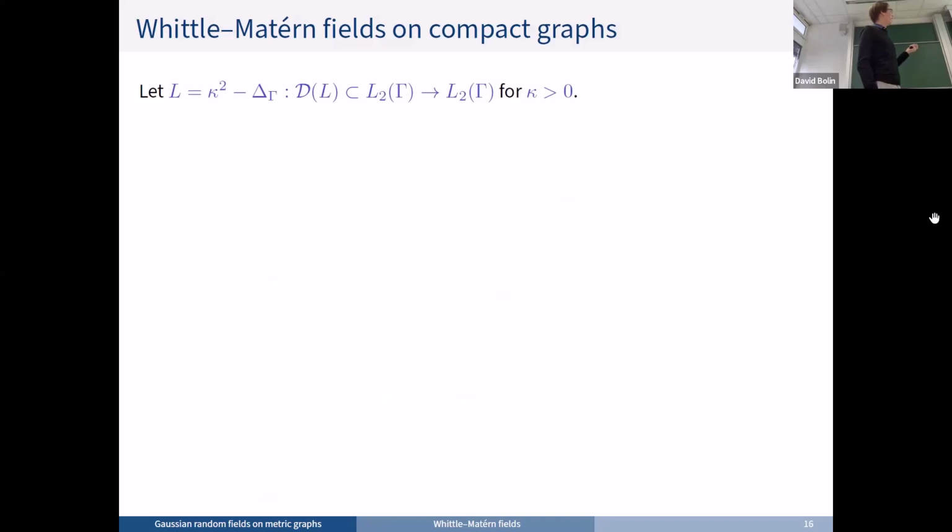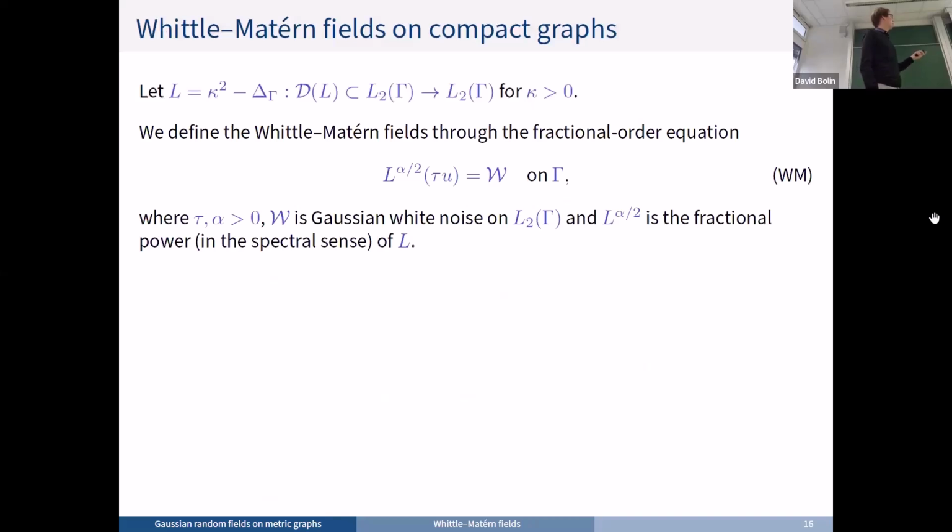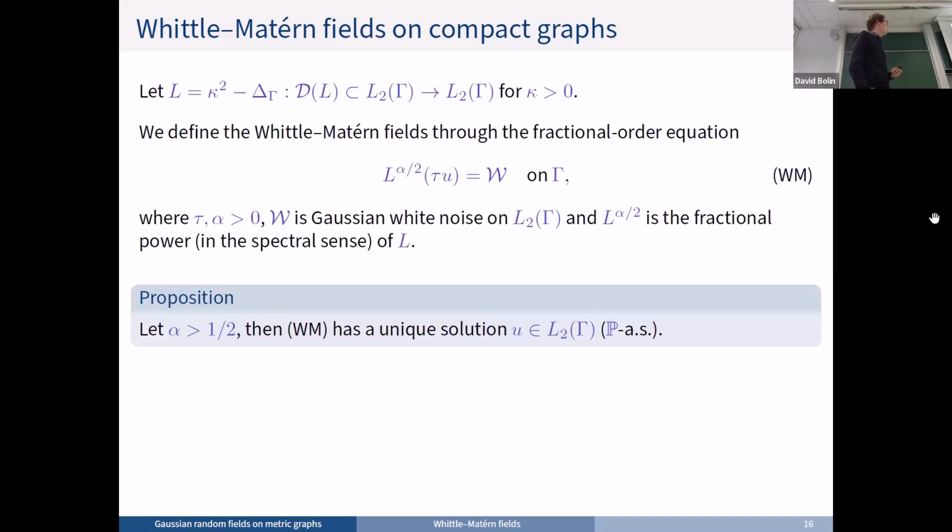Having defined this operator, we can now define the shifted Kirchhoff Laplacian, and then we define these Whittle-Matern fields, if they exist, as the solution to this fractional order equation. Now, it is not difficult to show that this has a unique solution because there's a lot known about this Kirchhoff Laplacian. We have control over the eigenfunctions and eigenvalues of this operator. So it's easy to show that as long as this fractional smoothness parameter alpha is more than a half, then we have a unique solution, which is an L2 Gaussian process, meaning that it has pointwise smoothing.